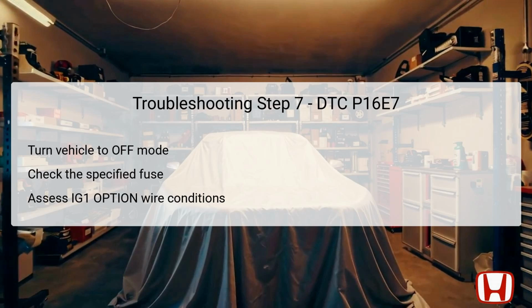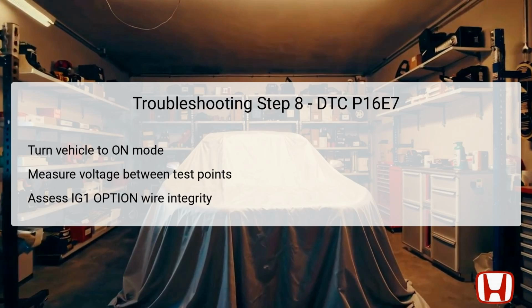This fuse is crucial as it protects the circuit supplying power to the battery fan motor and must be tested for continuity. If the fuse is found to be defective and needs replacement, this will resolve issues linked to the IG1 option wire, which could lead to the DTC P16E7. If the fuse is intact, then the next steps will be to further investigate the wiring connections for shorts or faults that could be affecting the system's performance.